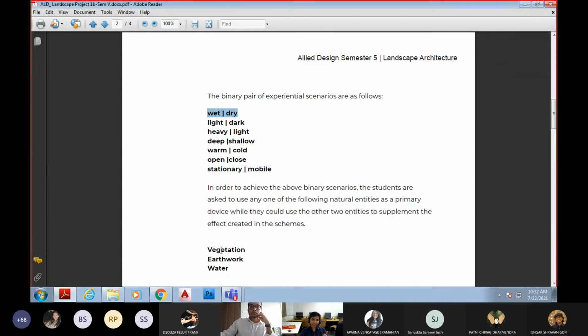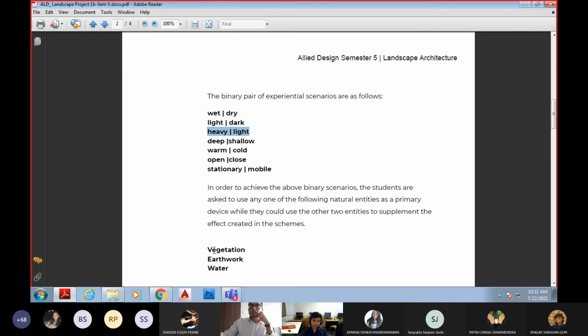She could use any one of the 3 entities. She could basically use, let's say, vegetation as her primary entity to enhance and evoke any one of the binary pairs. Let's say it's heavy and light. Okay, so Aparna then chooses to take her project and place it in this new canvas, so she's aware of the scale, the entities which are there, and the experience that one gets while in that space.